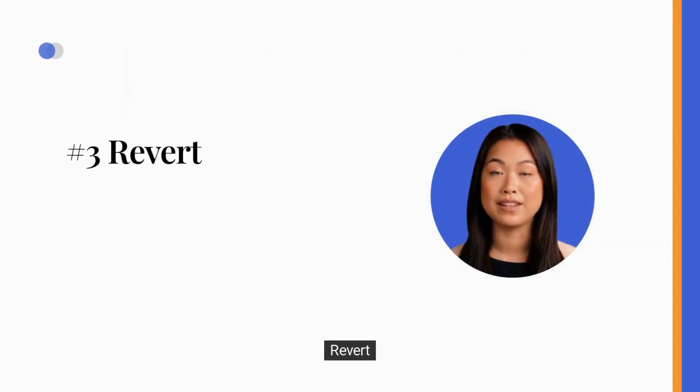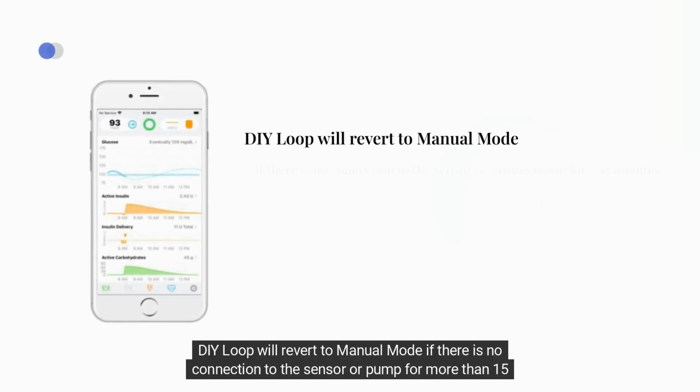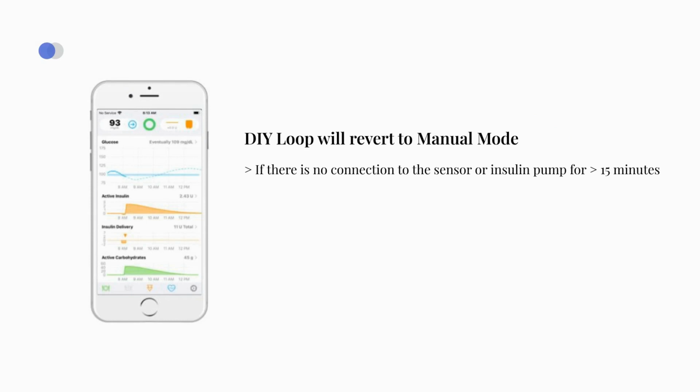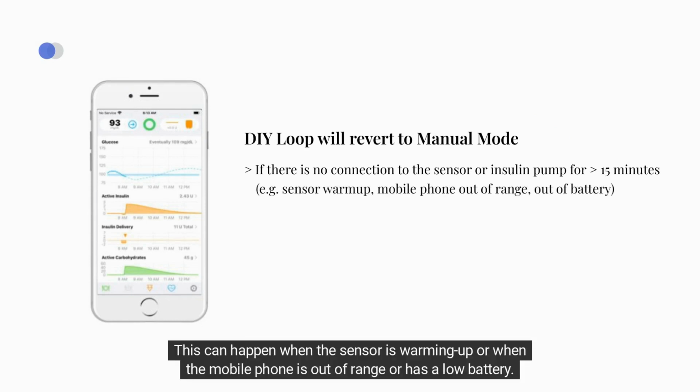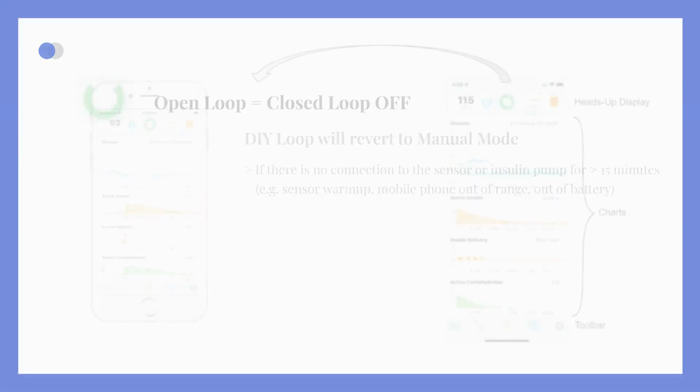3. Revert. DIY Loop will revert to manual mode if there is no connection to the sensor or pump for more than 15 minutes. This can happen when the sensor is warming up, or when the mobile phone is out of range, or has a low battery.